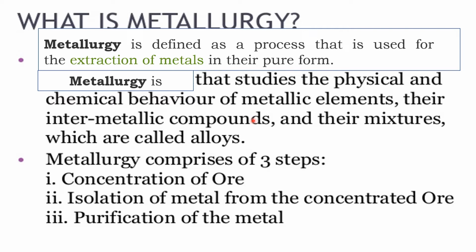The extraction of metals or metallurgy comprises three different headings. One is the concentration of the ore. Second is the isolation of the metal from the concentrated ore. And third is the purification of the metal. So for the extraction of any metal, these three processes are carried out one by one. This is the whole process actually happening in metallurgy.